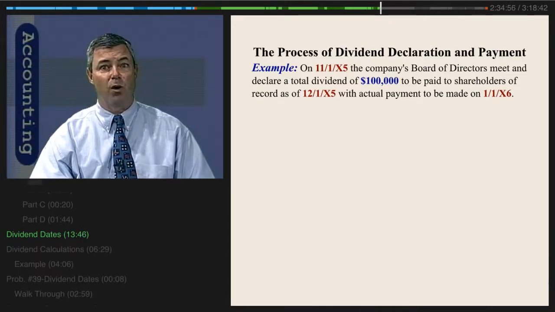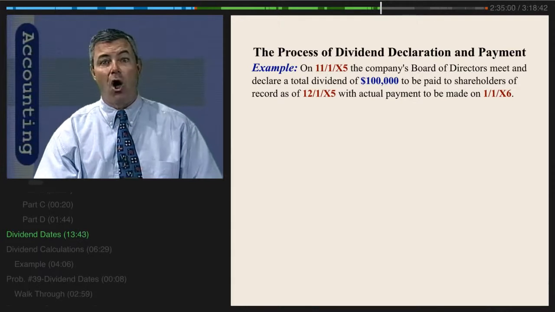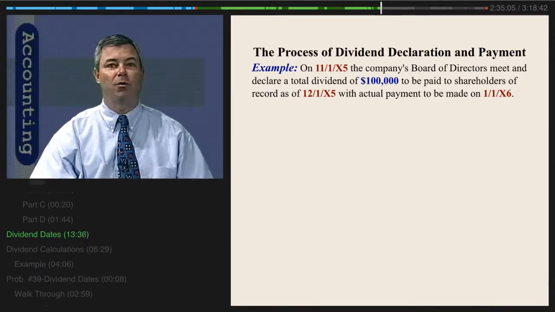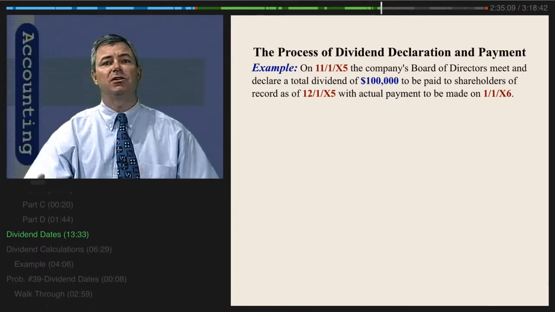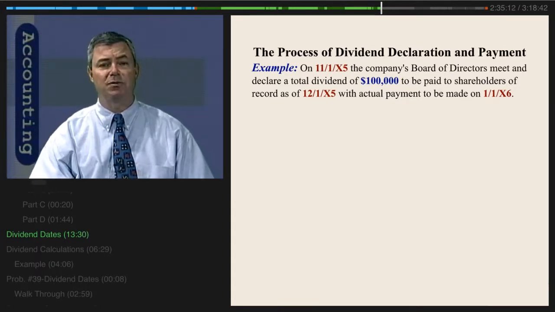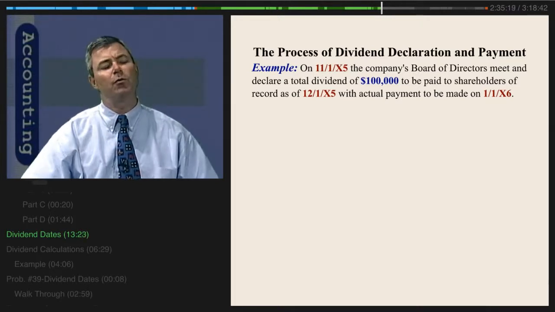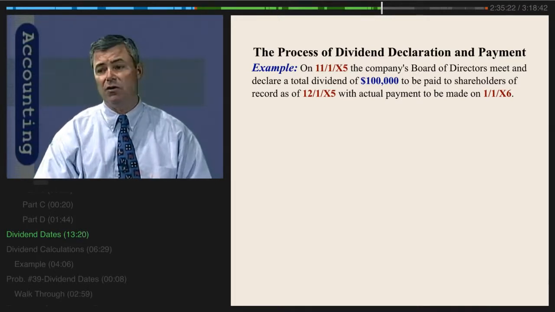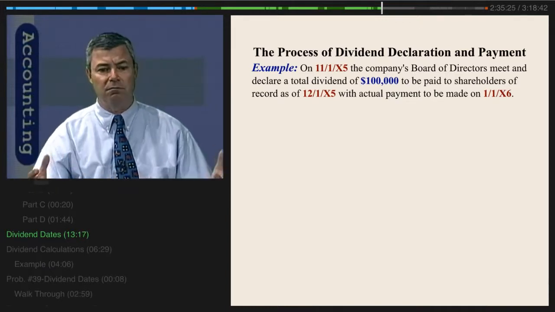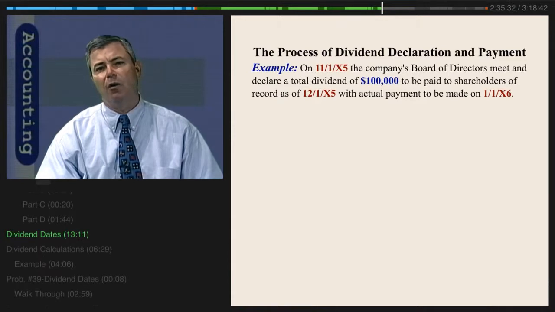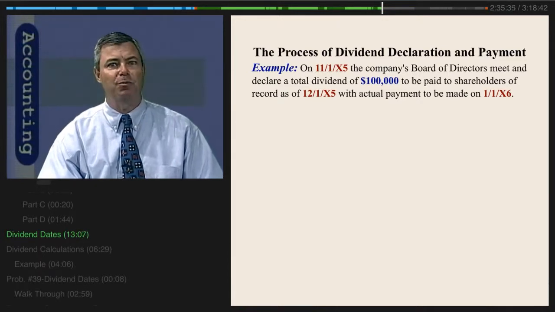Apparently, this board of directors for this particular company is meeting on November 1st. One of the items on the agenda is how profitable was the business, how much do we have in accumulated retained earnings from the inception of the business and in the current year, and do we want to declare a dividend and distribute those resources to the owners, or do we think it would be in the better interest of the owners, who have elected us to do this, to keep those resources in the business rather than declaring a dividend? Let's say that the board of directors votes and decides that a $100,000 dividend declaration is appropriate.